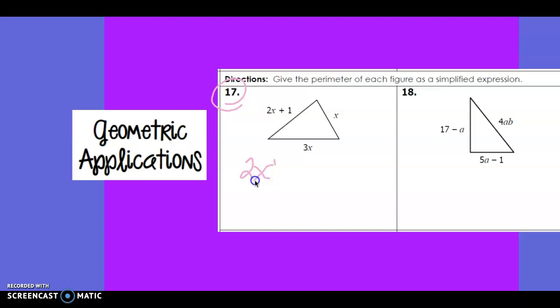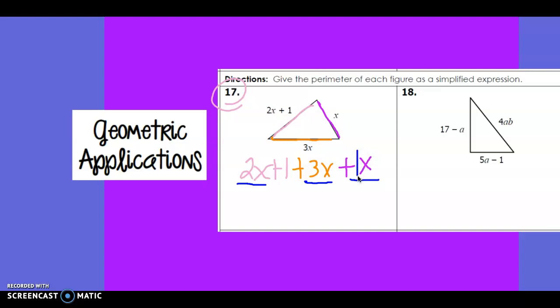So I'm going to add the 2x plus 1, that's this side here. I'm going to add the 3x, that's this side here. And then I'm going to add the x side. Now I can apply what I've learned about combining like terms. I have a lot of x terms here. I have a 2x, a 3x, and an x. And remember, that is a 1x.